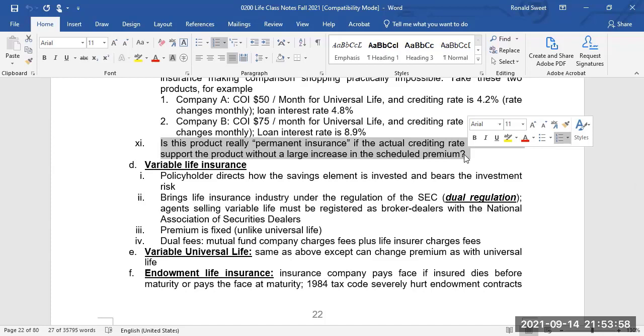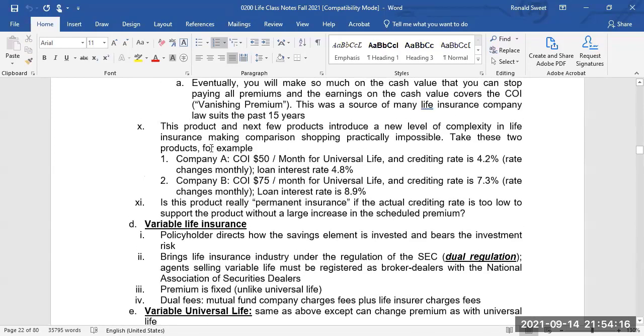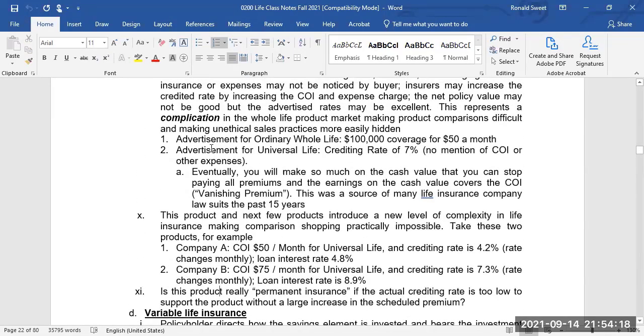If all I'm paying is the cost of insurance because I have no cash value, don't I have an annual term policy now? I just converted from a permanent to an annual term, and that's essentially what happened to me. I went from a permanent policy to an annual term policy. So I don't even think you can call this permanent insurance anymore. Anybody want to argue for variable life?